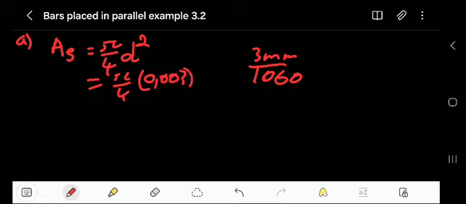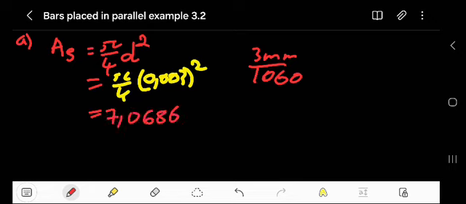That gives 0.003. Then you square this and punch it on your calculator. You'll find the area to be 7.0686 times 10 to the minus 6, measured in square meters.